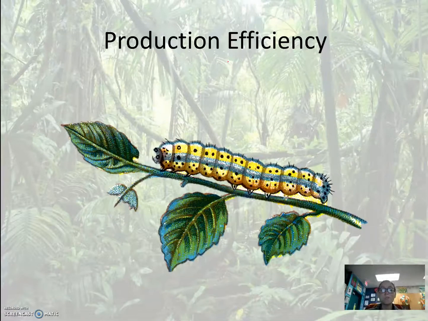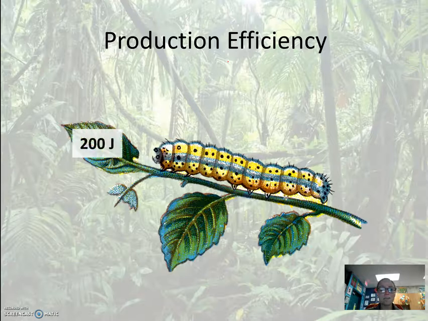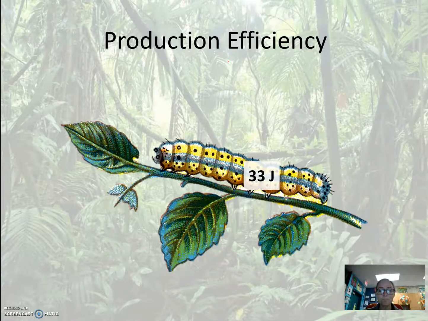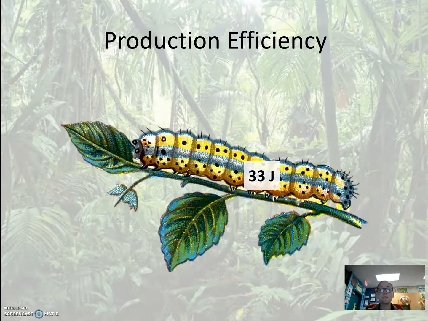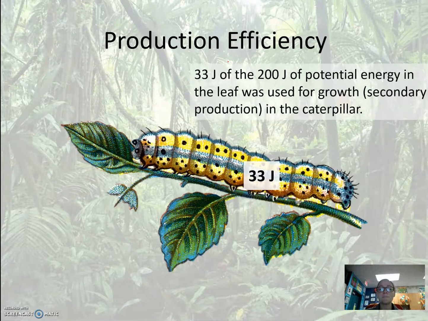Here, when we look at production efficiency, here's a caterpillar. If there's 200 joules of energy in the leaves that this caterpillar is living on, and the caterpillar eats about 200 joules worth of energy, 33 joules of the 200 joules of the potential energy in the leaf was used for growth. So what happened to the rest of that?